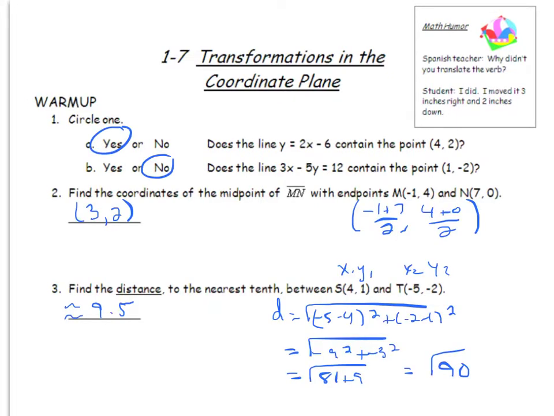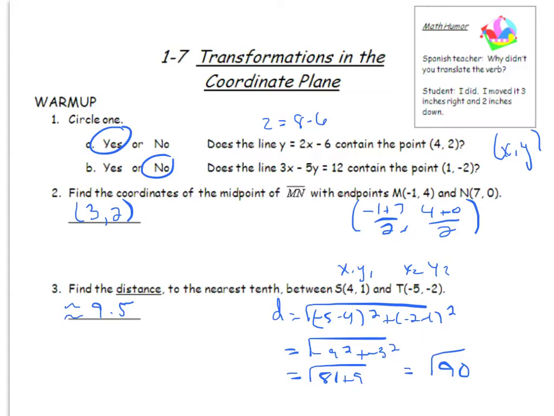All right, you guys. The first one asks you, does this line contain the point? Remember, your point is a coordinate of x and y here. So all you have to do is plug in your x for x, your y for y to see if it works. A, of course, will work. If you plug in 4 for x and 2 for y, does 2 equal 8 minus 6? Of course it does. And B was no. When you plug in 1, -2, you will not get 12.